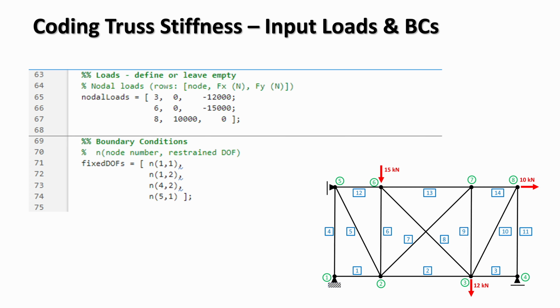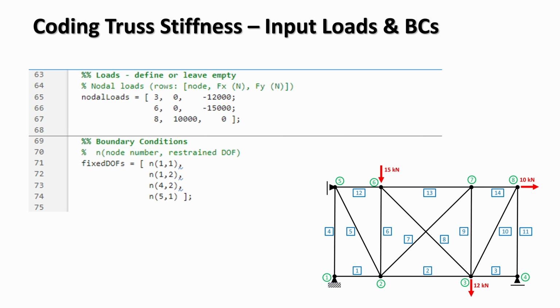At node 6 we have a 15 kilonewton downward force, which is entered as minus 15,000 newtons, and at node 8 we apply a 10 kilonewton horizontal force acting to the right, which appears as plus 10,000 newtons in the global x direction. Next, we define the boundary conditions.